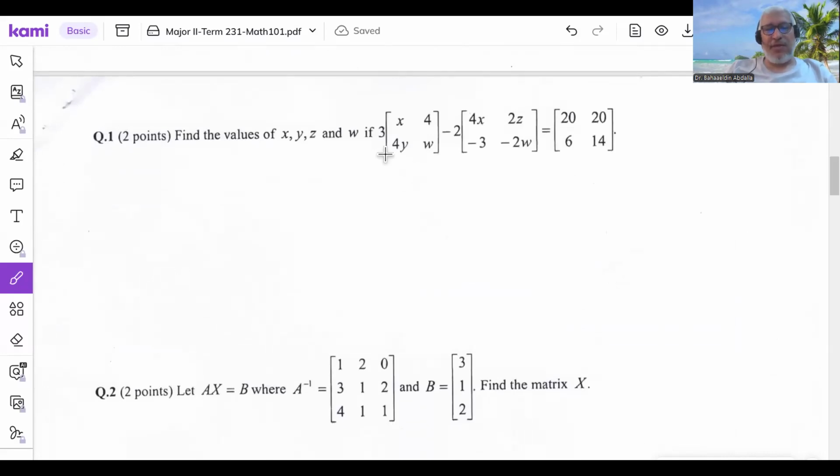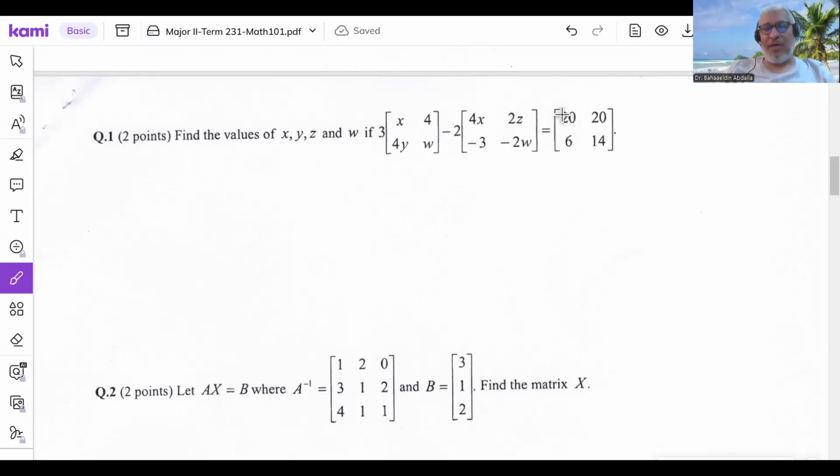So there is a matrix here multiplied by 3, minus 2 times another matrix, 2 by 2 matrices, equals a 2 by 2 matrix. Now, if you multiply this matrix by 3 and this matrix by 2 and subtract them, you will get a matrix, and the resulting matrix should be equal to this matrix. Equality between matrices means that they must have the same size. Of course, here they have the same size. And all corresponding elements should be equal.